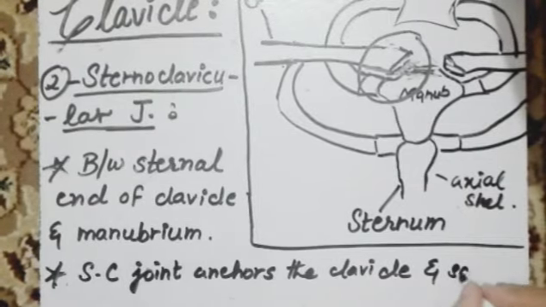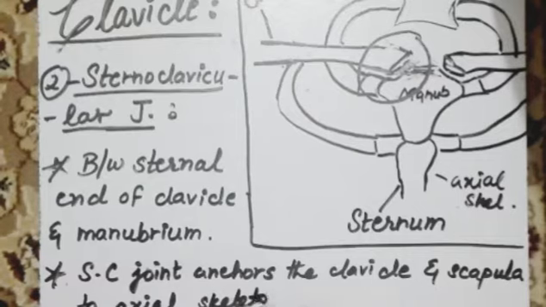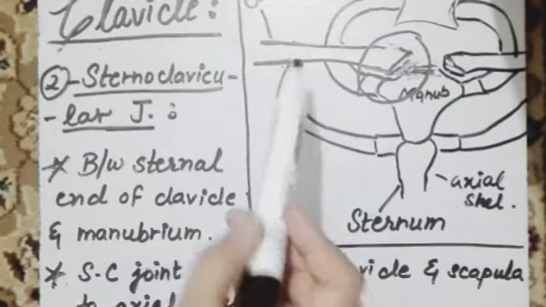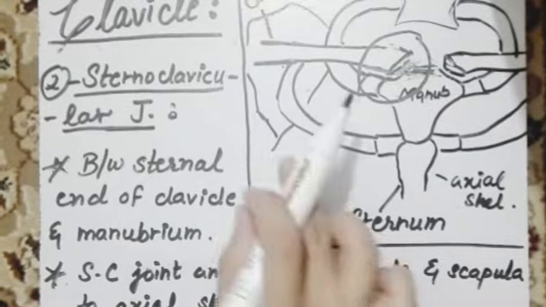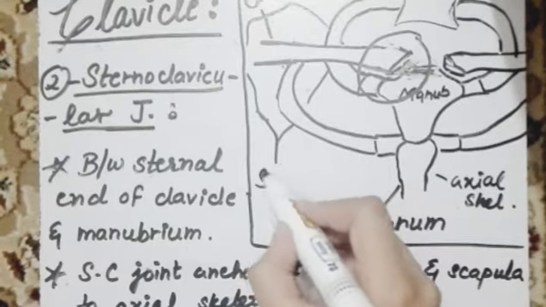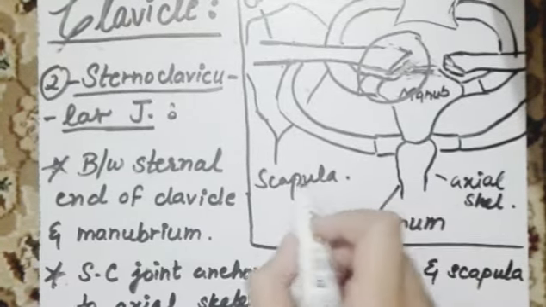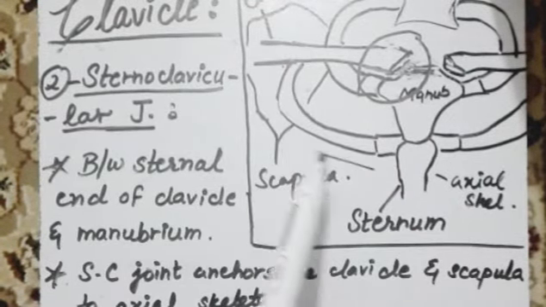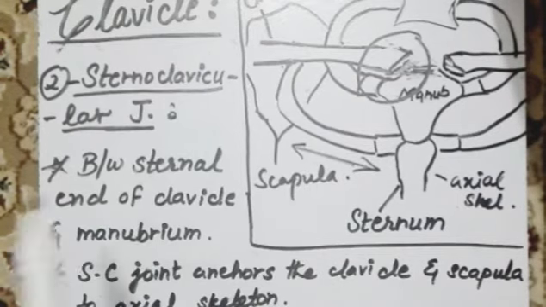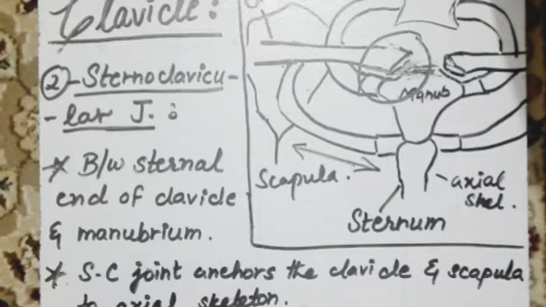And secondly, the sternoclavicular joint joins the clavicle and scapula to the axial skeleton. It's the clavicle bone that serves as a connection between the scapula and the axial skeleton. This is your scapula, and here was the acromioclavicular joint, and these are the ribs. In this way, it is connecting the scapula and axial skeleton directly, or you may say indirectly.